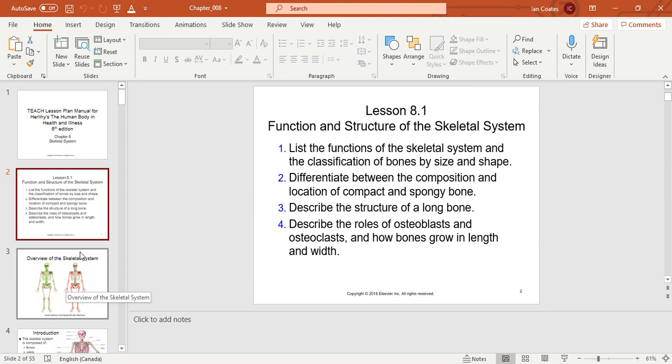And I don't think this one will be as bad as the muscle. Muscle's a little tougher because you have a lot of biochemistry going on. But let's have a look here.